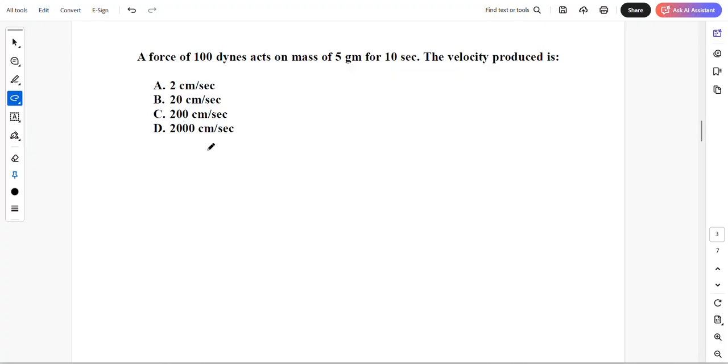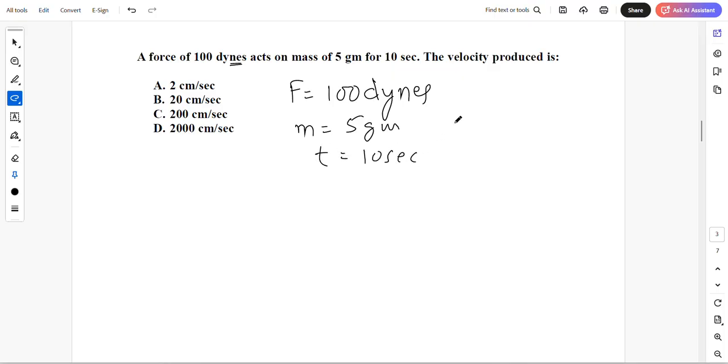Let us go to the next problem. It is saying a force of 100 is given, in CGS system of units. Mass is 5 gram. Time is 10 seconds. The velocity produced is how much? How much is the velocity they are asking? Now, how to calculate the velocity?